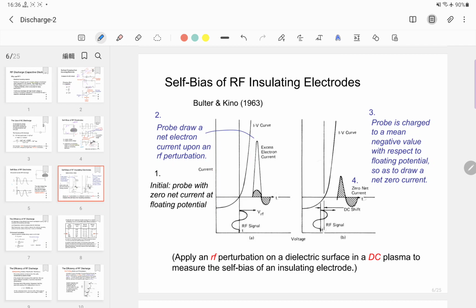In their experiment, they used DC power to generate a DC plasma. Then you can place an electrical probe. In our class, there is also one chapter on the electrical probe. We can use an electrical probe to measure the physical properties of plasma.